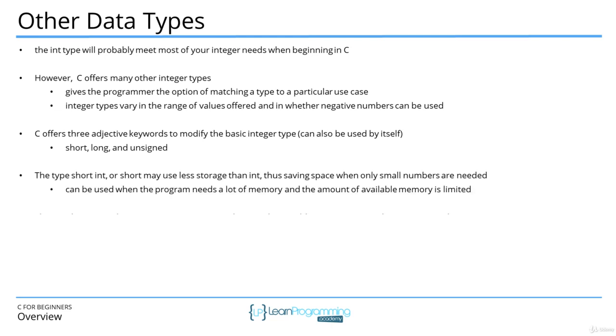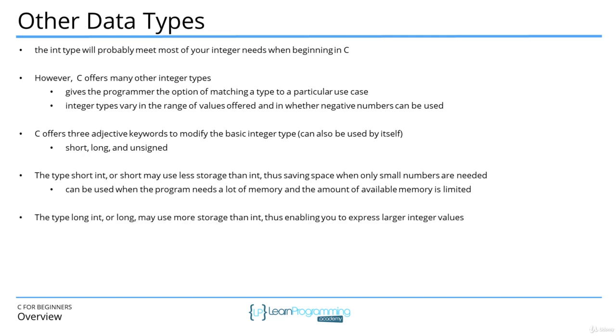So for example, type short int or short, just short by itself. Like I said, you could use both. It uses less storage than an int, so it can save space. So if you're writing a program that needs a lot of memory and you need the program to be efficient and not use a lot of memory, you can create shorts. So it allows that flexibility. It makes your code more efficient if you use a short as opposed to an int. You don't have to use a short, but it will use less memory.